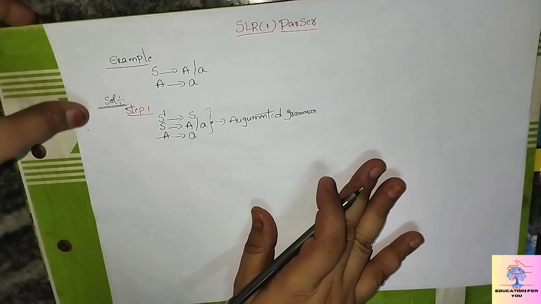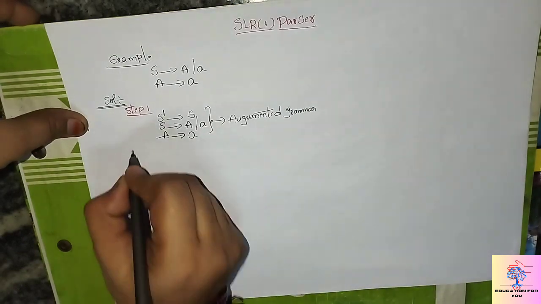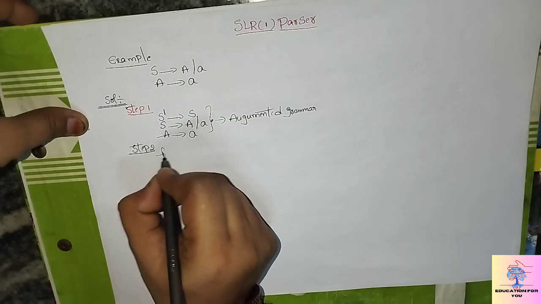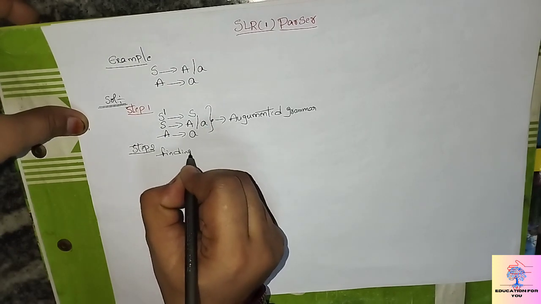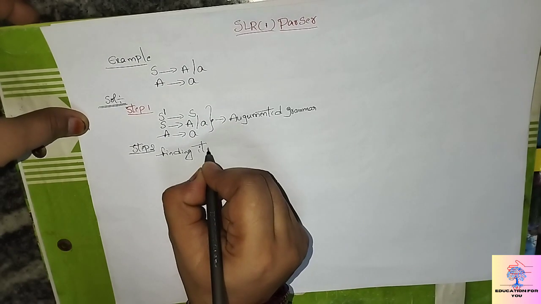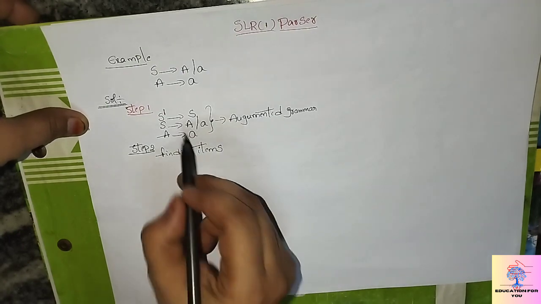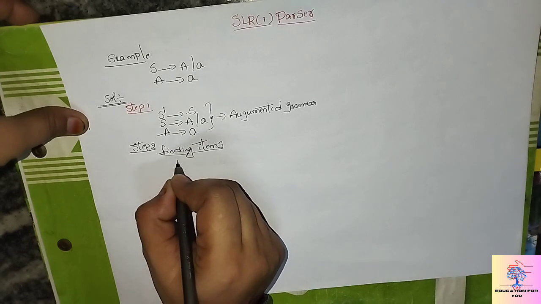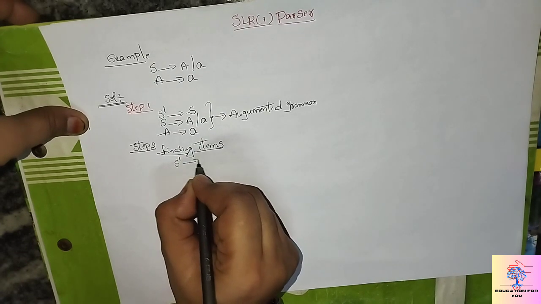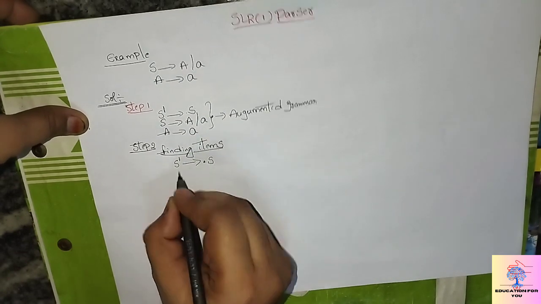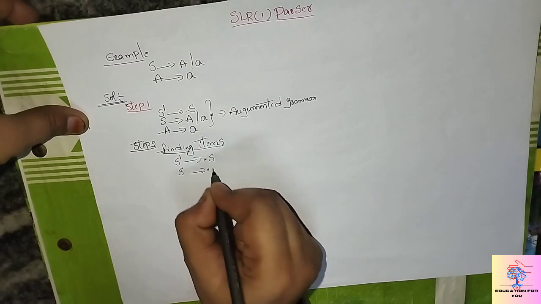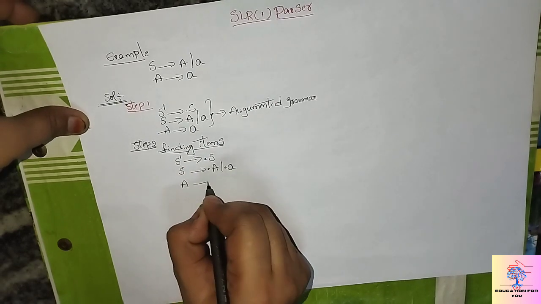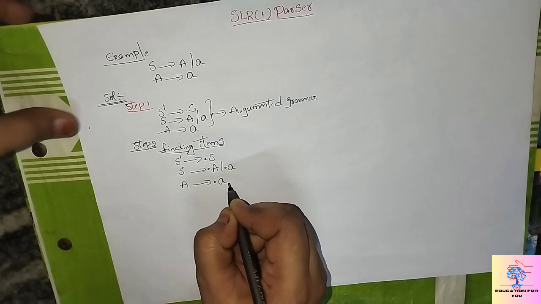Now step 2. What is step 2 here? Same as LR, that is finding the items. Finding the items is nothing but introducing the dot symbol at the starting of the right hand side. How can you introduce the dot here? S dash produces dot S, S produces dot A, and A produces dot small a here.